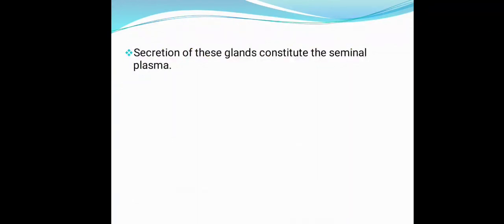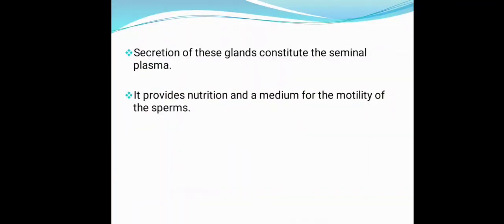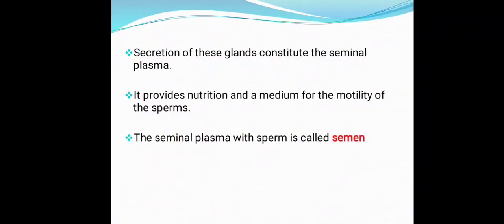The secretions of these glands constitute the seminal plasma. It provides nutrition and a medium for the motility of the sperms. The seminal plasma with the sperm is called the semen. So, these are the secondary sex organs, which include accessory ducts and accessory glands.